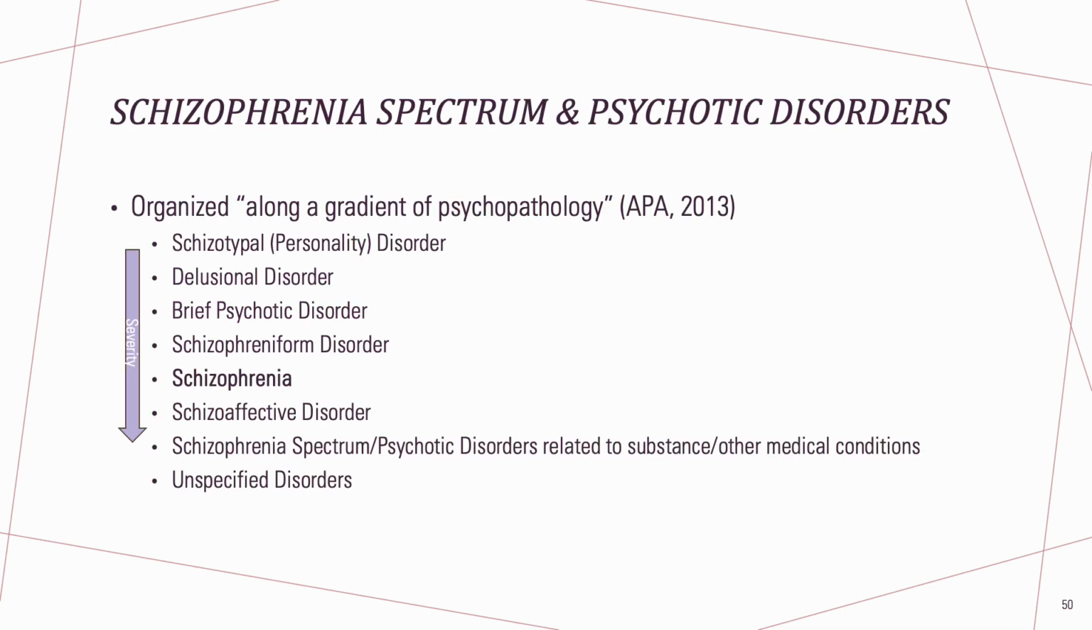So in the broader umbrella of schizophrenia spectrum and psychotic disorders, we know that the disorders housed within this section are organized along a gradient of psychopathology. So typically we see increasing levels of severity. At the very top, which is the lowest level of severity, we see schizotypal personality disorder, and that increases in intensity, and you can see that we'll be talking about schizophrenia, which falls a little bit higher along the severity continuum.